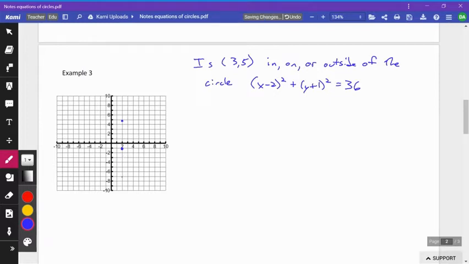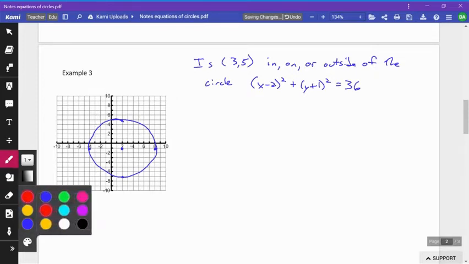So if I graph this out, a lot of kids will draw me a circle that's not perfect, and then they will throw in the point 3, 5, and then they'll say, ooh, well, that looks like it's on the circle. But then how perfect is my circle? And then really, is this the correct answer? Is it on? Is it in? Is it out? So one way to do this is by taking the point 3, 5 and plugging it in.